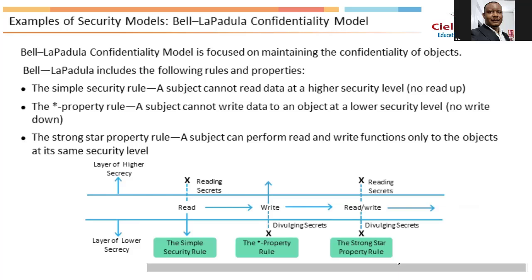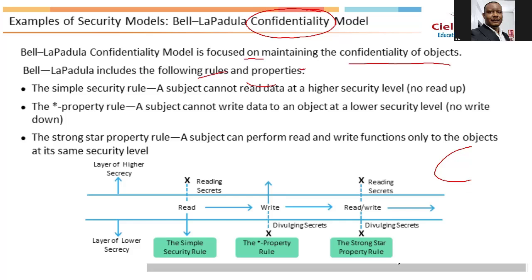Typical examples of such multi-level models include what we call the Bell-LaPadula confidentiality model. This will show the flow of information. This particular security model is called a confidentiality model. In other words, if your goal is to ensure information confidentiality, which is the first part of the CIA triad in the organization, you may choose to implement the Bell-LaPadula confidentiality model. That's why we mentioned that it is focused on maintaining the confidentiality of objects. So these are the rules that we have in Bell-LaPadula.